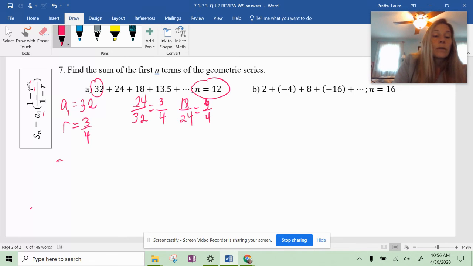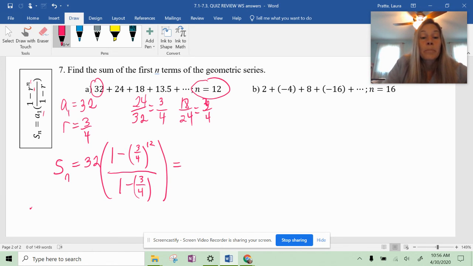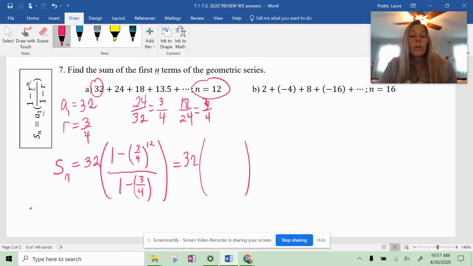So now to do this formula, my a sub 1 goes on the outside. The numerator is 1 minus that r value raised to the n. And the bottom is 1 minus that r value. So now remember when I did this one in the lesson yesterday, I talked about you just want to do things on the calculator one at a time. So the first thing you want to do is just the numerator, the 1 minus 3/4 to the 12th power.